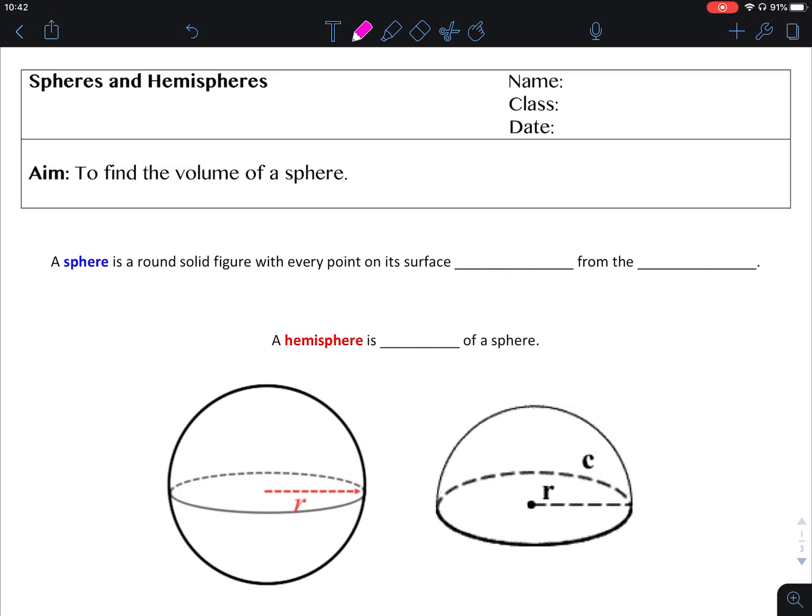Hey team, I'm in 13-5 looking at spheres and hemispheres. So you probably know a sphere is just like a ball shape. The mathematical definition is that it is a solid figure, a round solid figure.